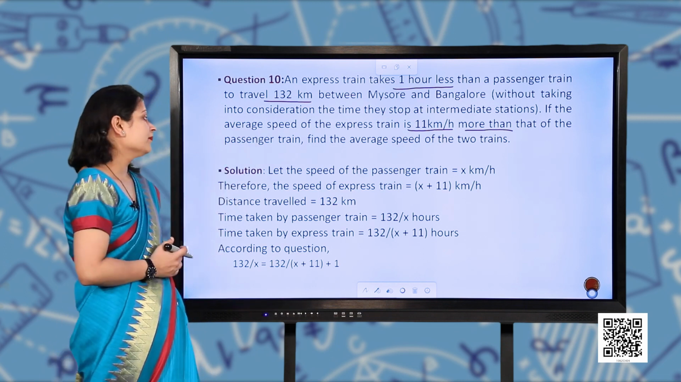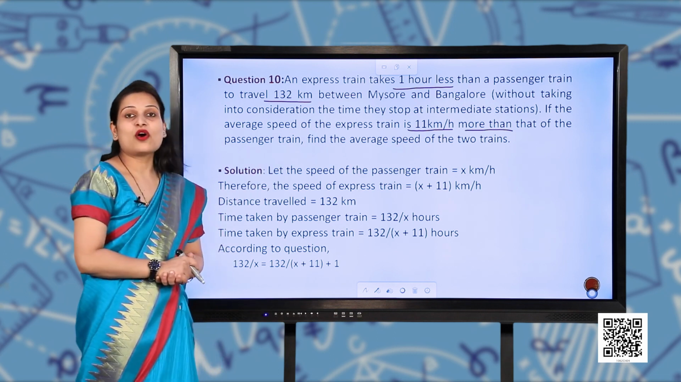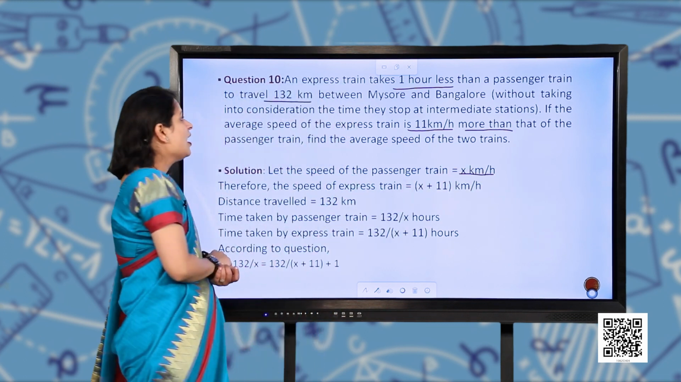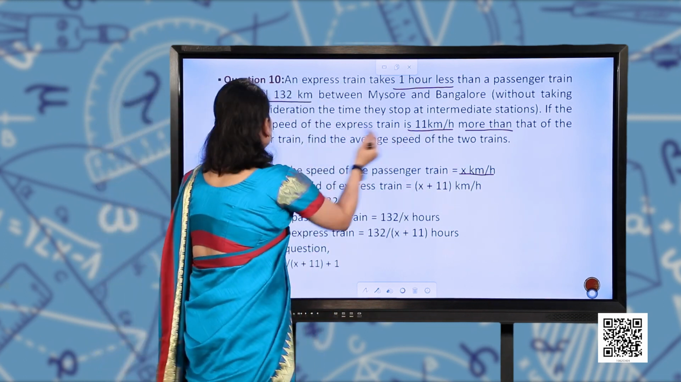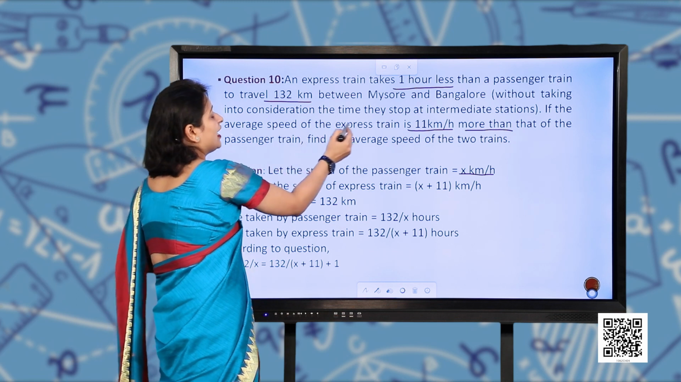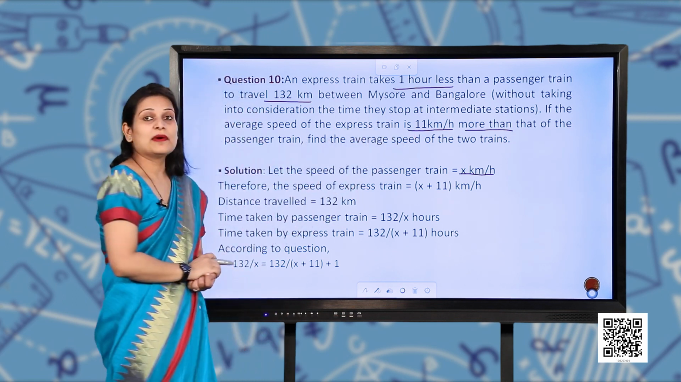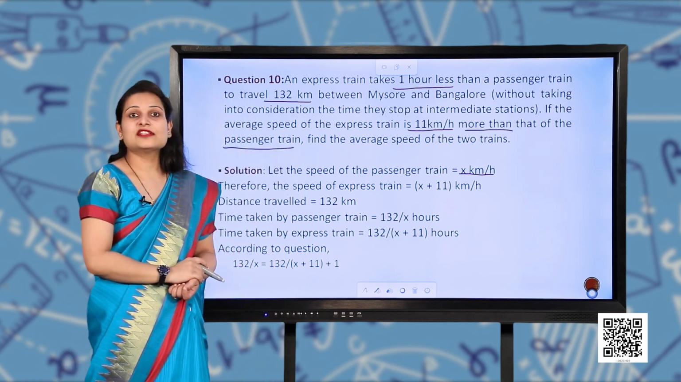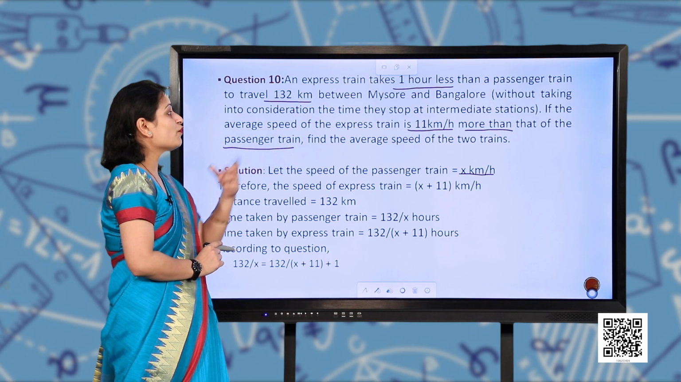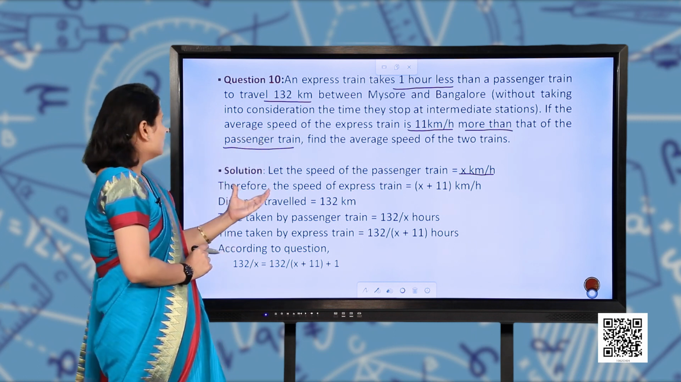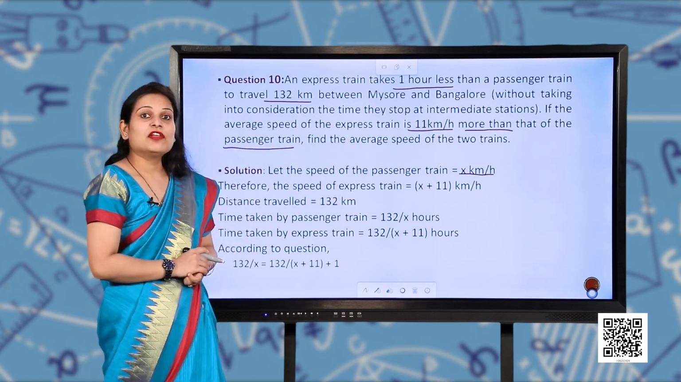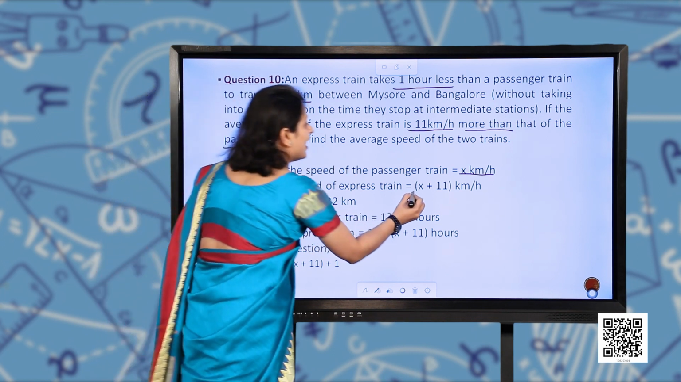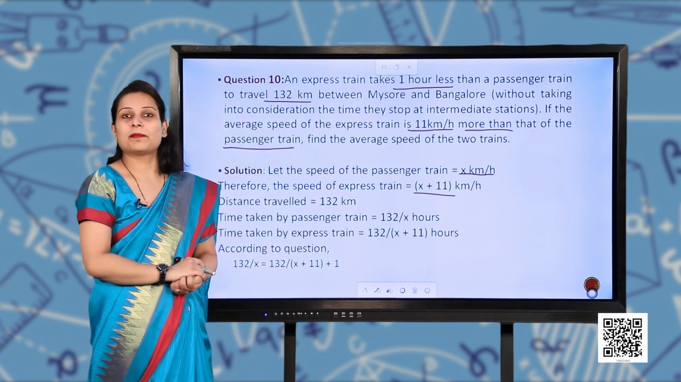So, we need to calculate the average speed of both the trains. Solution: we will consider the speed of the passenger train as x kilometer per hour. The average speed of the express train is 11 km per hour more than that of the passenger train. So, what will be the speed of the express train? It will be 11 more than the speed of the passenger train, so x plus 11 km per hour.